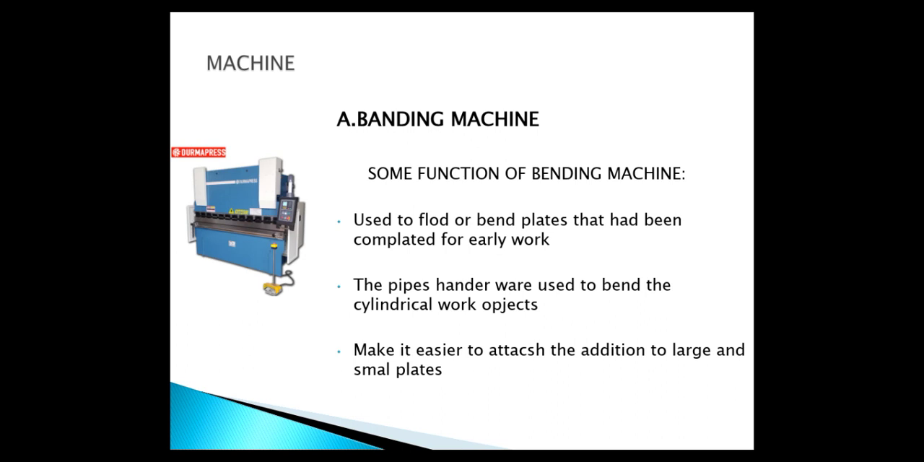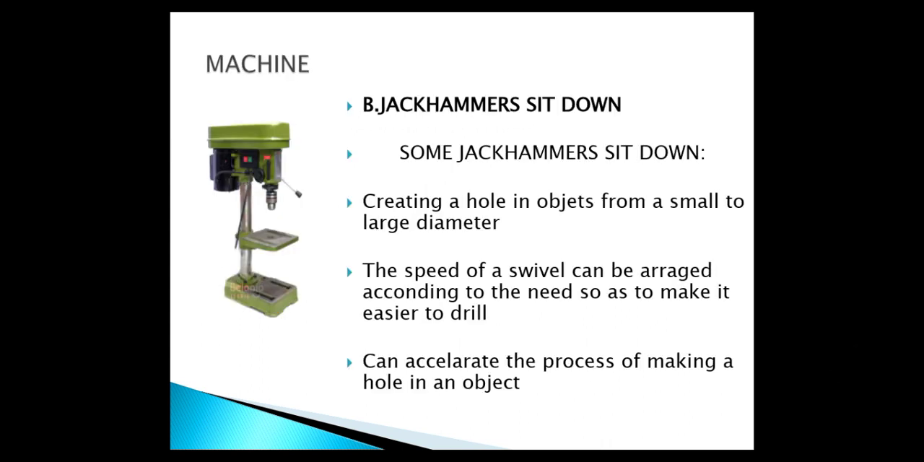Machine. A. Bending machine. Some functions of a bending machine. Number 1. Used to fold or bend plates that have been prepared for early work. Number 2. The hand tool is used to bend cylindrical objects. Number 3. Makes it easier to attach additions to large and small plates.